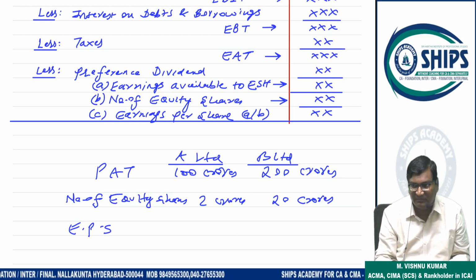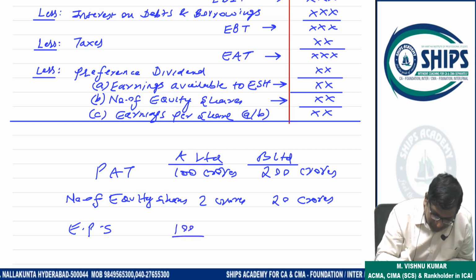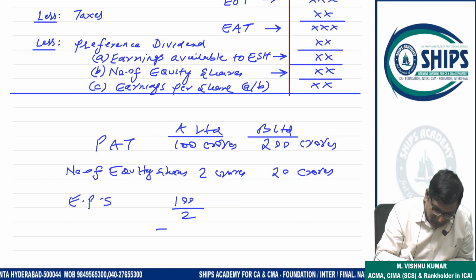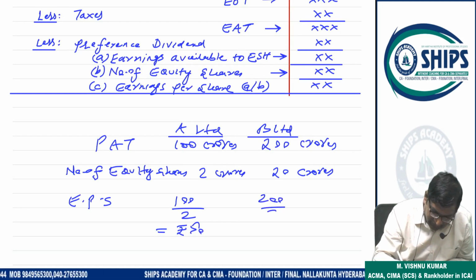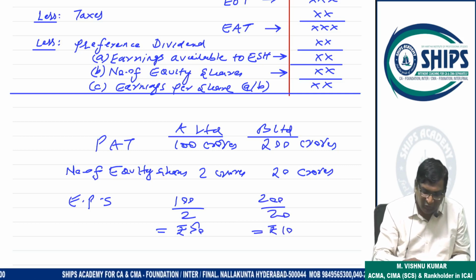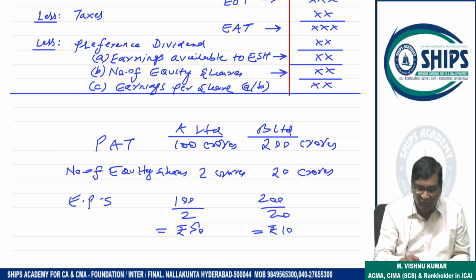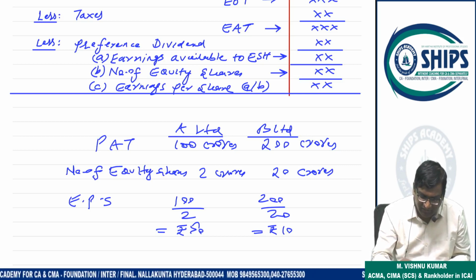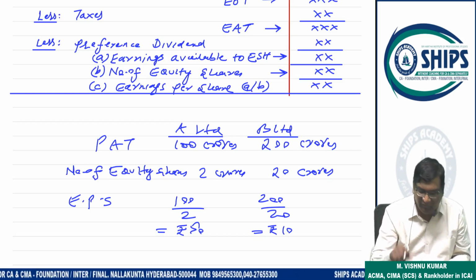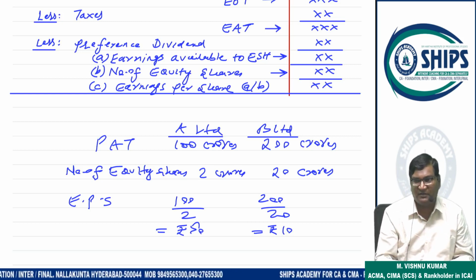Earning per share. So in this A Limited, your earning per share will be, the company earned 200 crores, 20 crore shares. So how much? In this company, 200 divided by 20, how much? 10 rupees per share. It means if you invest in A Limited, on every share you are getting 50 rupees return. If you invest in B Limited, on every share you will get 10 rupees return. Now in which company will you invest? A Limited. This is the importance of earning per share.